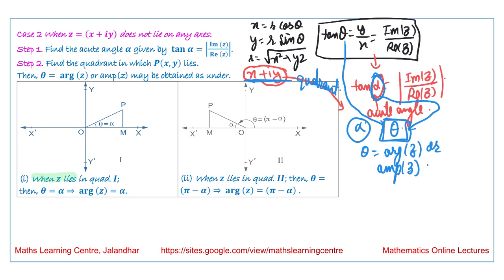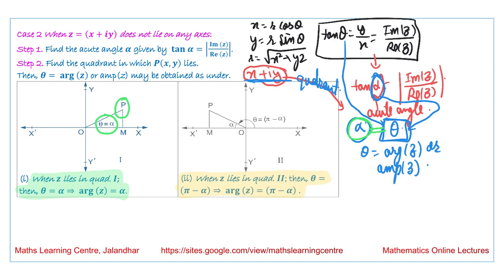First case, when z lies in quadrant 1, then theta and alpha are equal. Whatever value of theta we will have, the alpha we will have, same, they will be equal. We are saying the point P lies in the first quadrant, so theta and alpha are equal. Second case is when z lies in the second quadrant. In this case, theta will be equal to pi minus alpha.